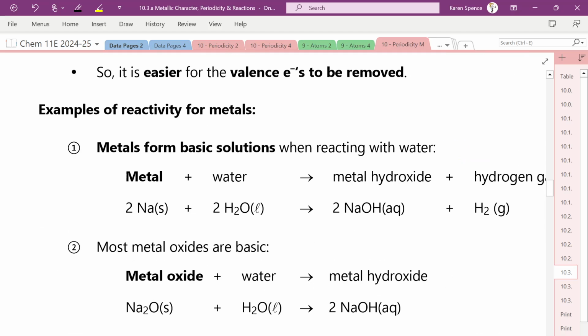Now, here are some reactions that will not be on your test because I'm looking at your test and I'm like, it's going to be way too long if I put this on your test, okay?